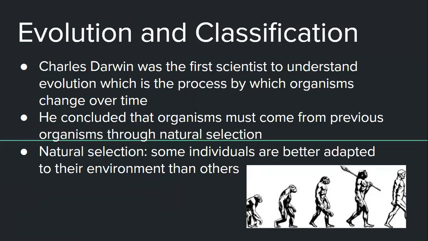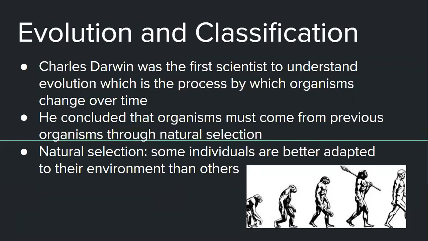Darwin was also one of the first scientists to understand evolution, or the process of gradual change over time. He concluded that all modern species developed from earlier kinds of life through natural selection. Natural selection is the idea that some individuals are better adapted to their environment than others. The better adapted individuals are more likely to survive and reproduce than other members of the same species.